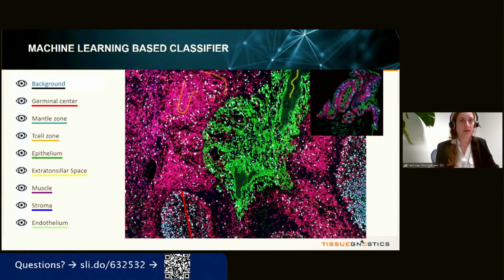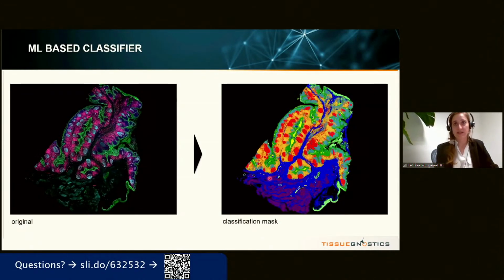So you don't need, as a customer who is using the program, you don't need to create a complex algorithm. And here you can see the results of the machine learning-based tissue classification. So you can see the original image, and here you can see it overlaid with a classification mask. So you can really see here in red nicely the detected germinal centers. In yellow, you can see the T-cell zones. In dark blue, you can see the stroma. In violet, the muscle, and so on.